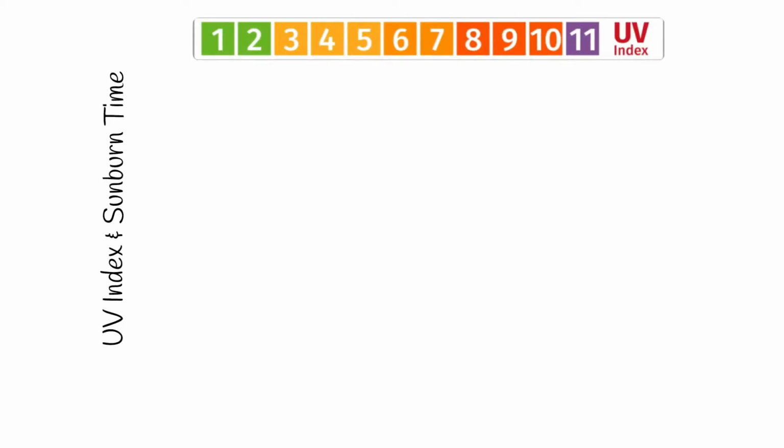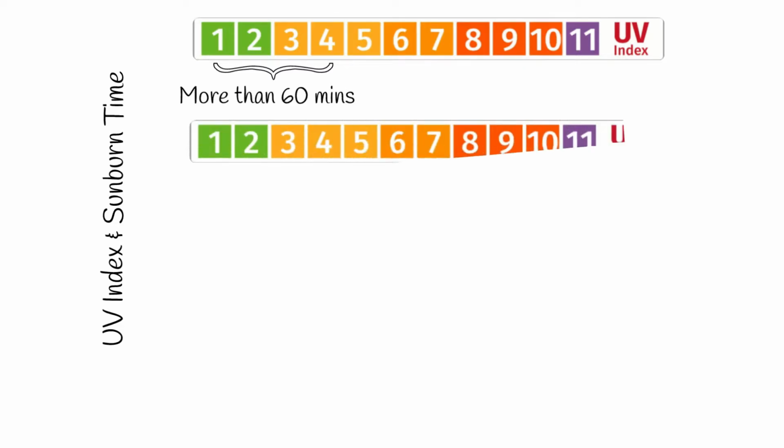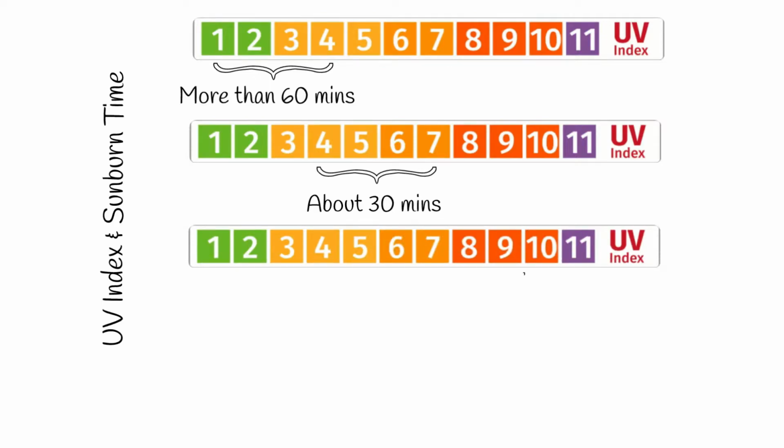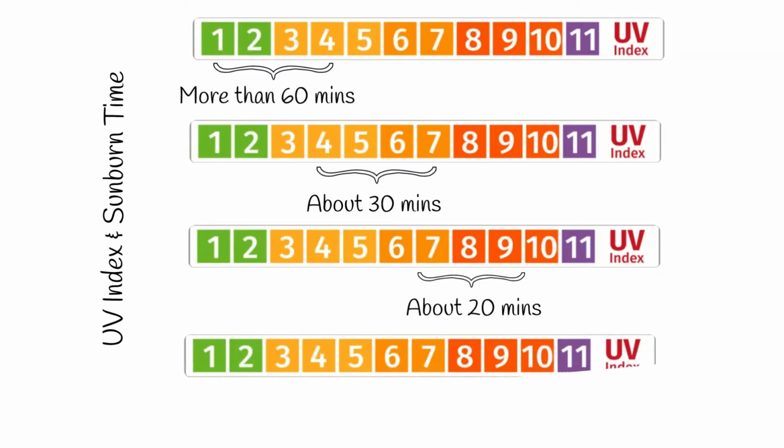UV index and sunburn time. UV index 1 to 4 takes more than 60 minutes to cause a sunburn, while UV index 4 to 7 causes sunburn in about 30 minutes. UV index 7 to 9 causes sunburn in about 20 minutes. UV index above 9 only takes less than 15 minutes to cause a sunburn.